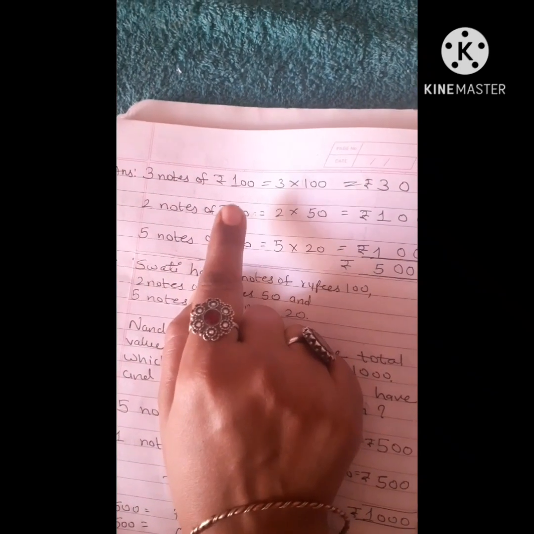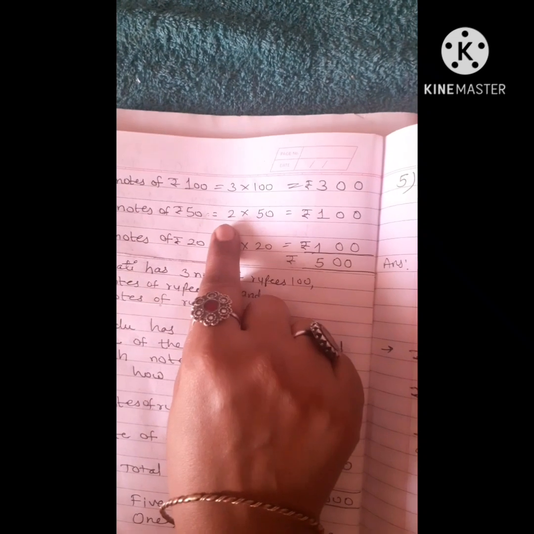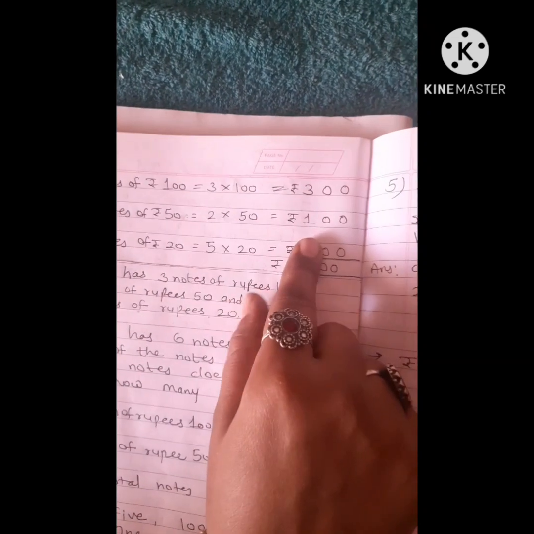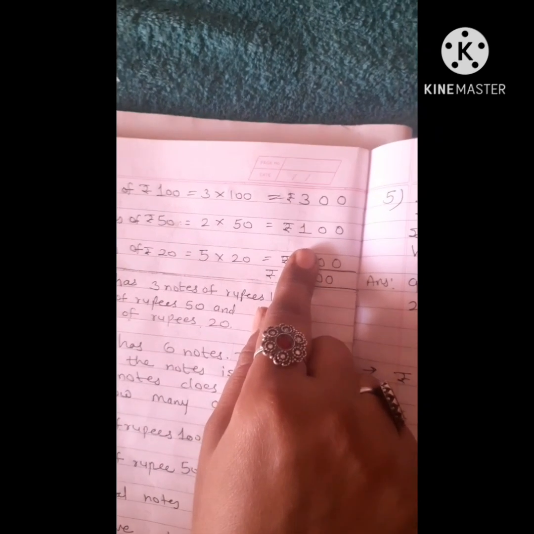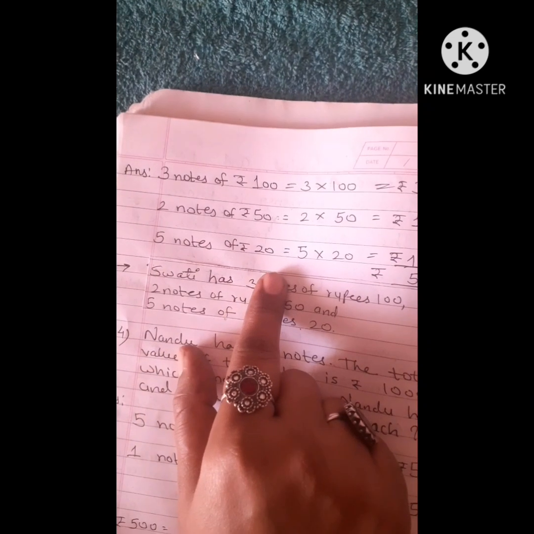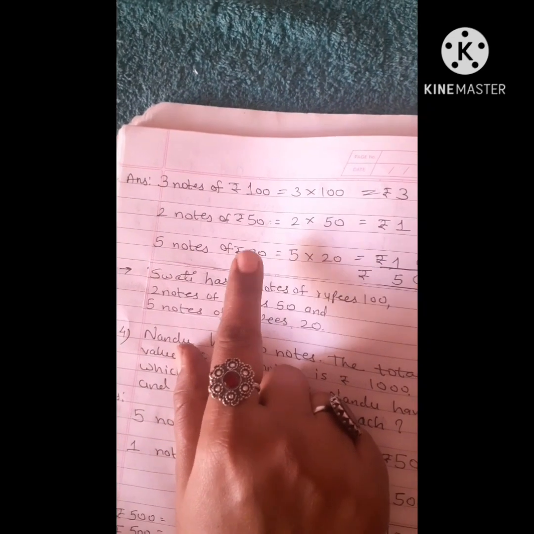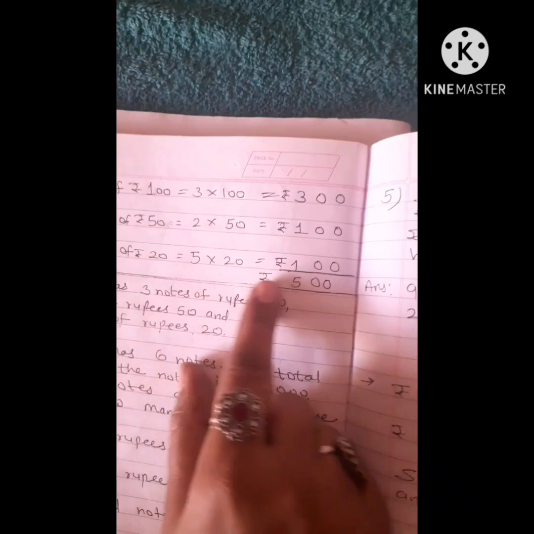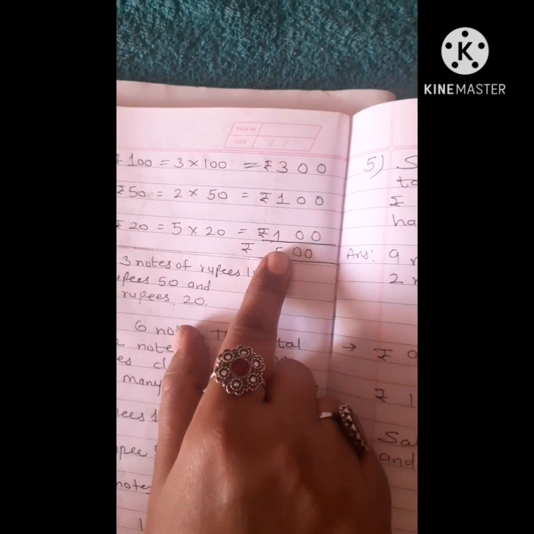Next I have taken 2 notes of 50 rupees. Then 50 plus 50, 2 into 50, if I multiply, the total amount will be rupees 100. Now next I will take 5 notes of rupees 20. So 5 into 20, the amount will be 100 rupees.